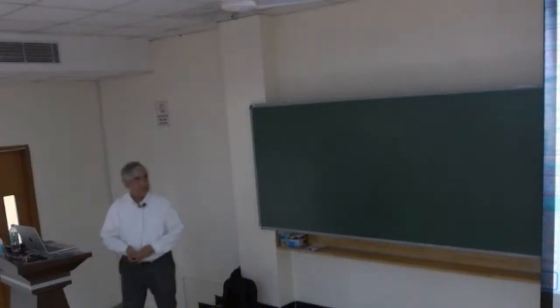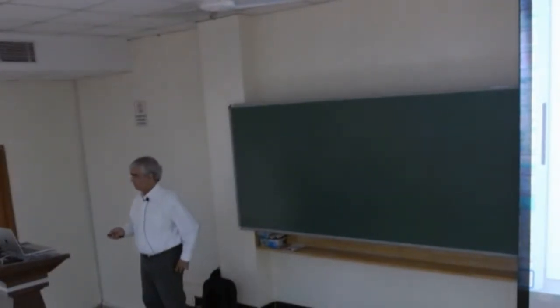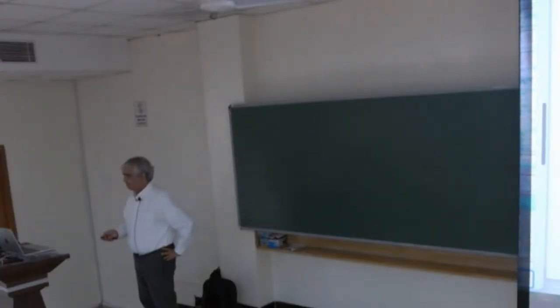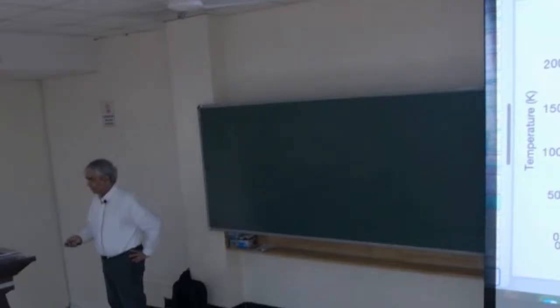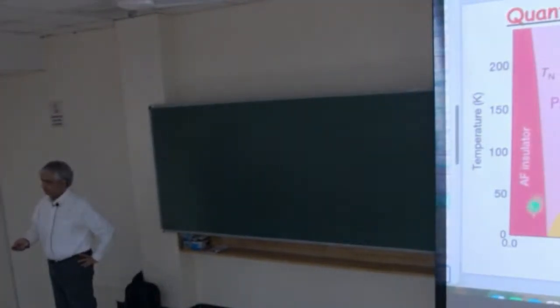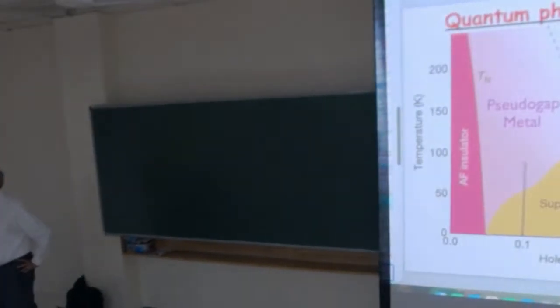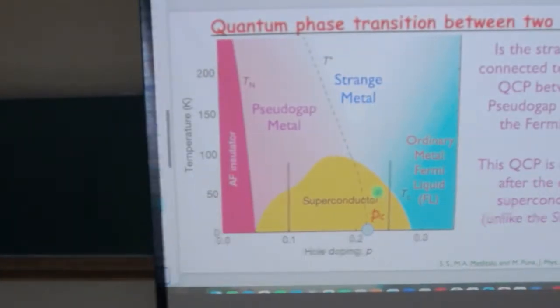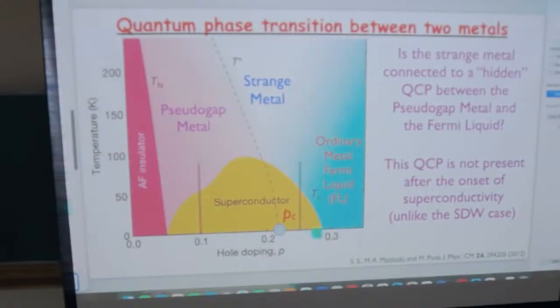Okay, so I said in the cuprates that the strange metal connected to a hidden QCP between this pseudo-gap metal here and this Fermi liquid, and it's the onset of superconductivity that kind of hides it. Because once the superconductivity appears, as you go from here to there, you don't see any phase transition. Okay, so is that the case?